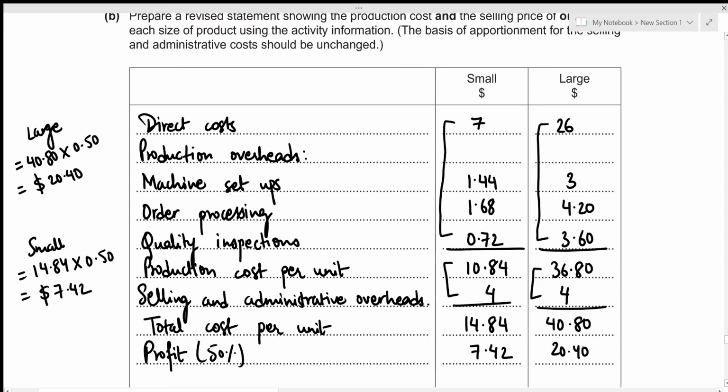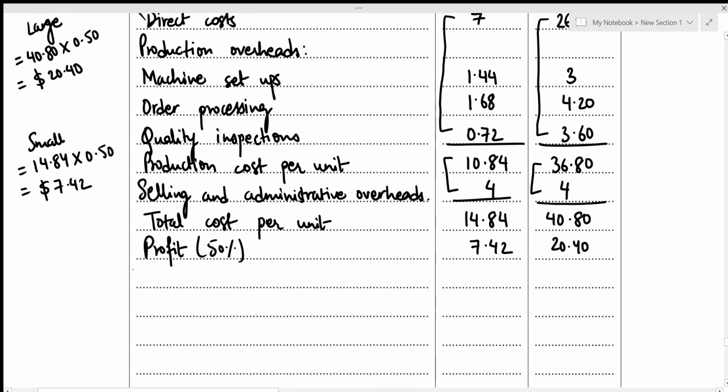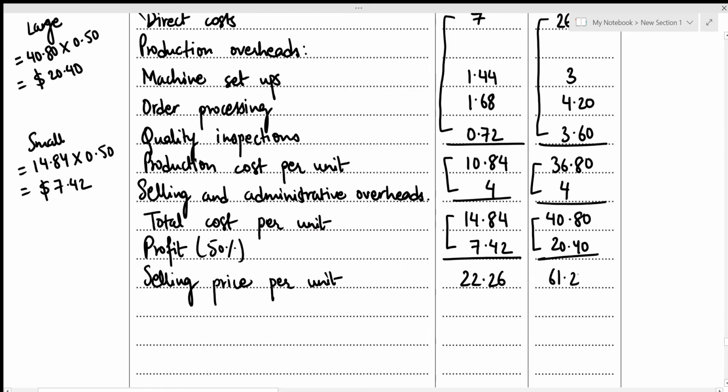Now we have to add our total cost per unit to the profit per unit in order to figure out our selling price per unit. For small sizes, that's just going to be 14.84 plus 7.42, which results in 22.26. And for large sizes, that's going to be 40.80 plus 20.40, which results in 61.20. Okay, so this concludes this statement as well as the second part of this question. Now we can move to the third one.